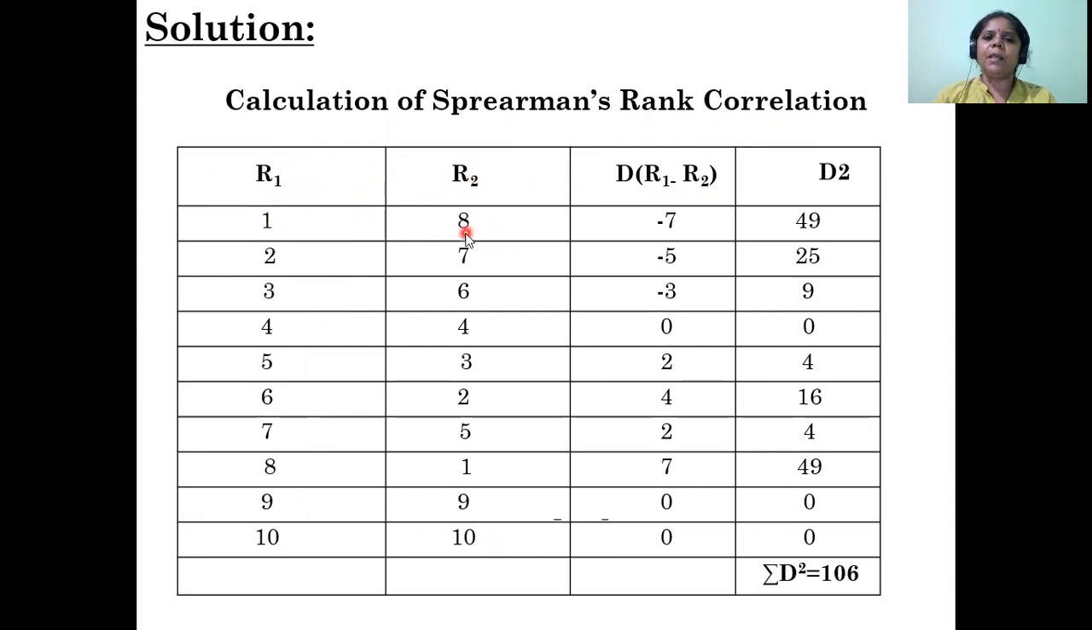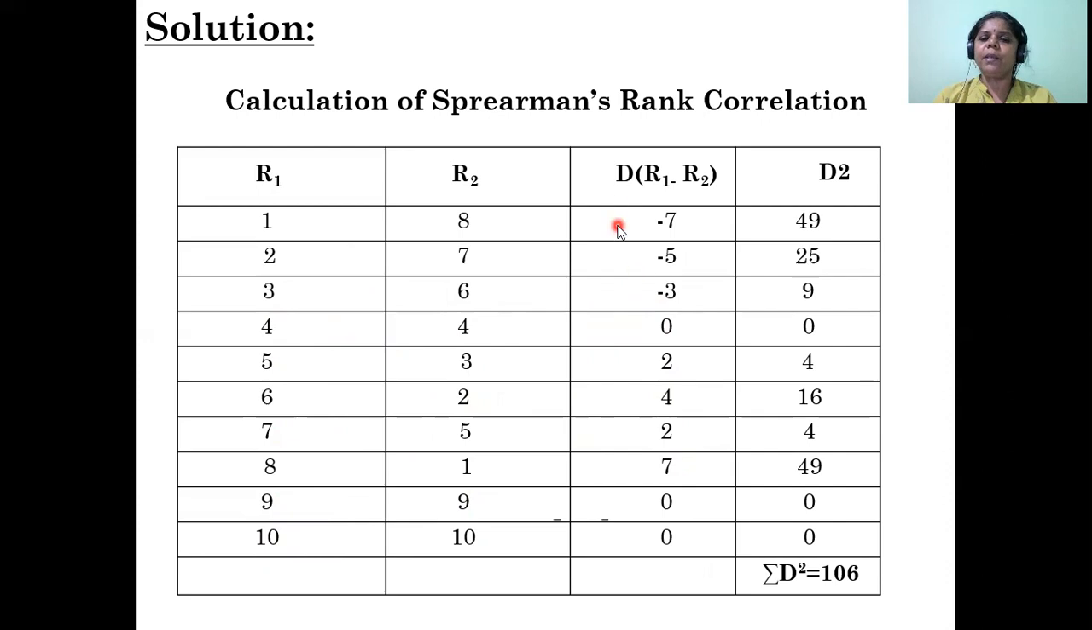So 1 minus 8 is minus 7, 2 minus 7 is minus 5, 3 minus 6 is minus 3, 4 minus 4 is 0, 5 minus 3 is 2, 6 minus 2 is 4, 7 minus 5 is 2, 8 minus 1 is 7, 9 minus 9 is 0, 10 minus 10 is 0. So this is the D value.